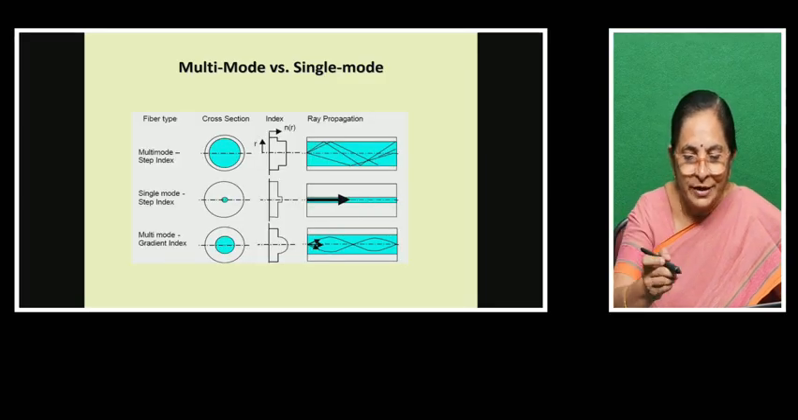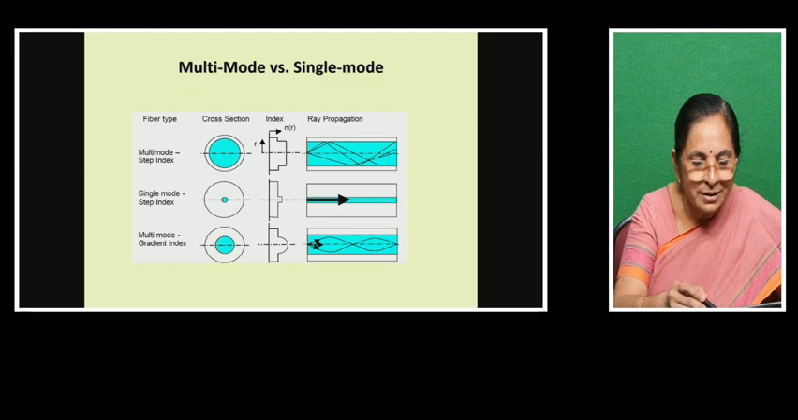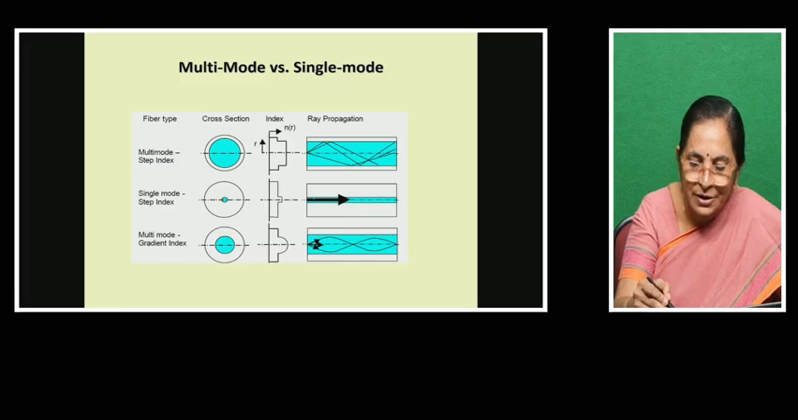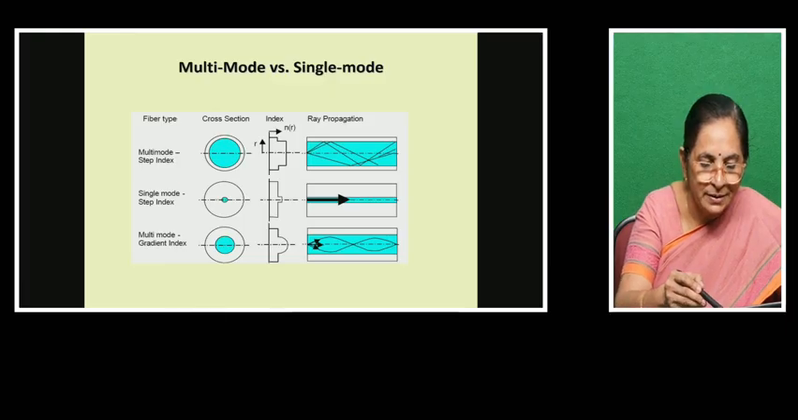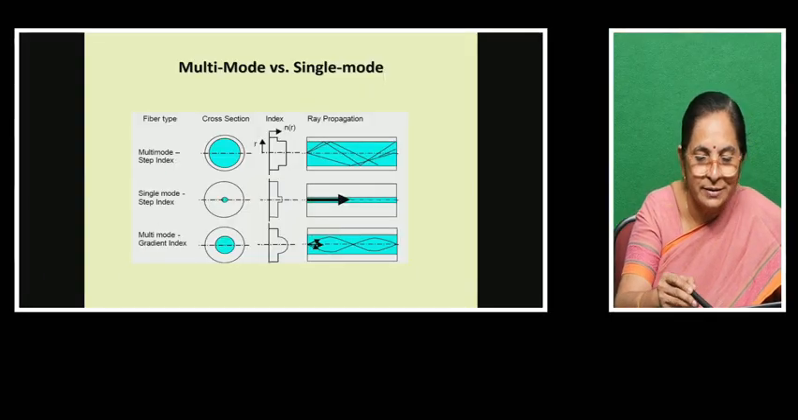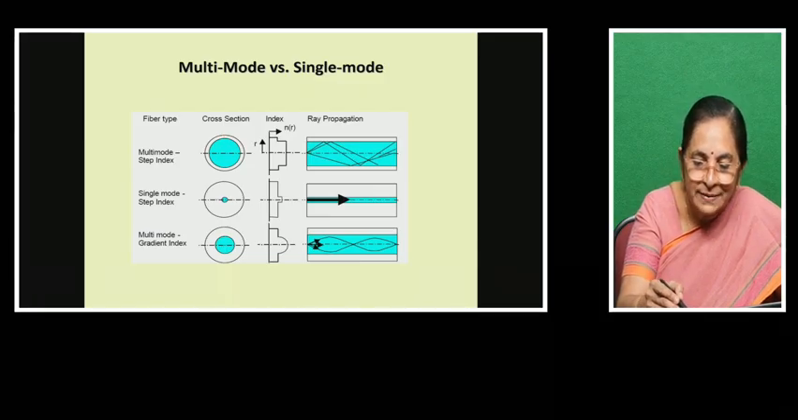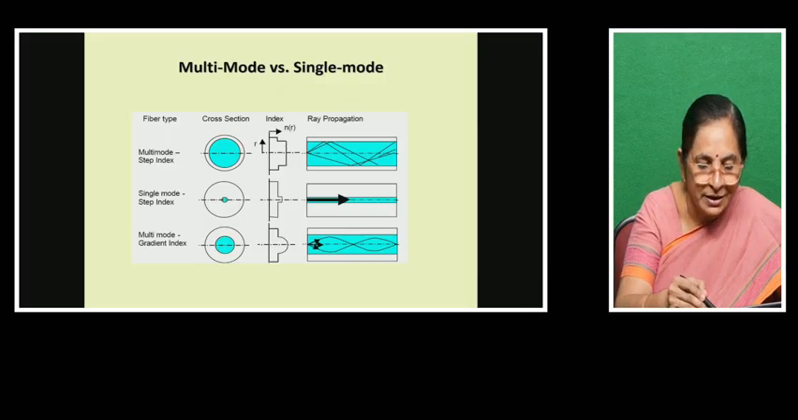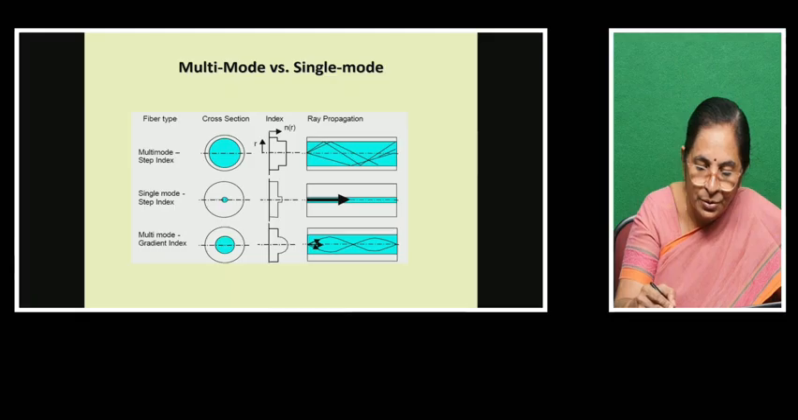Now another figure I have shown here comparing all that. This is single mode step index fiber. The core diameter will be very small and only a single signal can pass through. Then this is multi-mode step index. This is multi-mode graded index. So you need to know the difference between multi-mode step index and multi-mode graded index. In multi-mode step index, the core will be having the same refractive index. In multi-mode graded index, the refractive index of the core will be varying from the center to the end of the core.